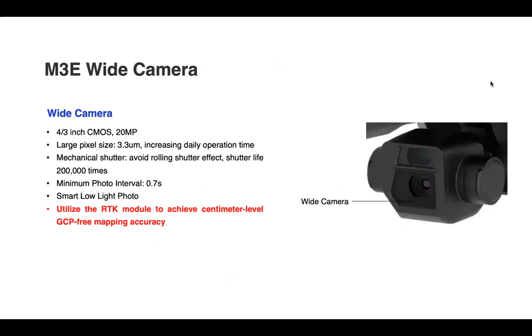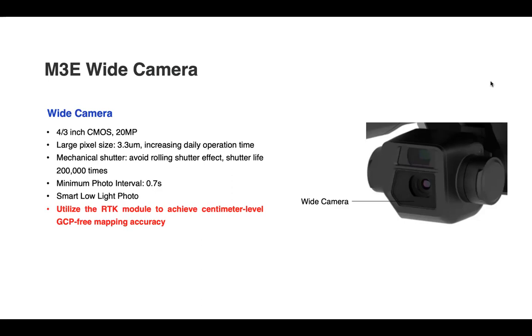So looking at the M3E Wide Camera, we mentioned it's a 4/3 inch CMOS sensor, takes 20 megapixel photos, large pixel size at 3.3 microns, increasing daily operation time. So once again, if we're having less light out, the larger sensor size is going to help us still take a quality picture. Mechanical shutter, and just a note here, that is a setting within the Pilot app. So if you want to use a mechanical shutter, you do need to turn that on. That helps avoid rolling shutter effect.